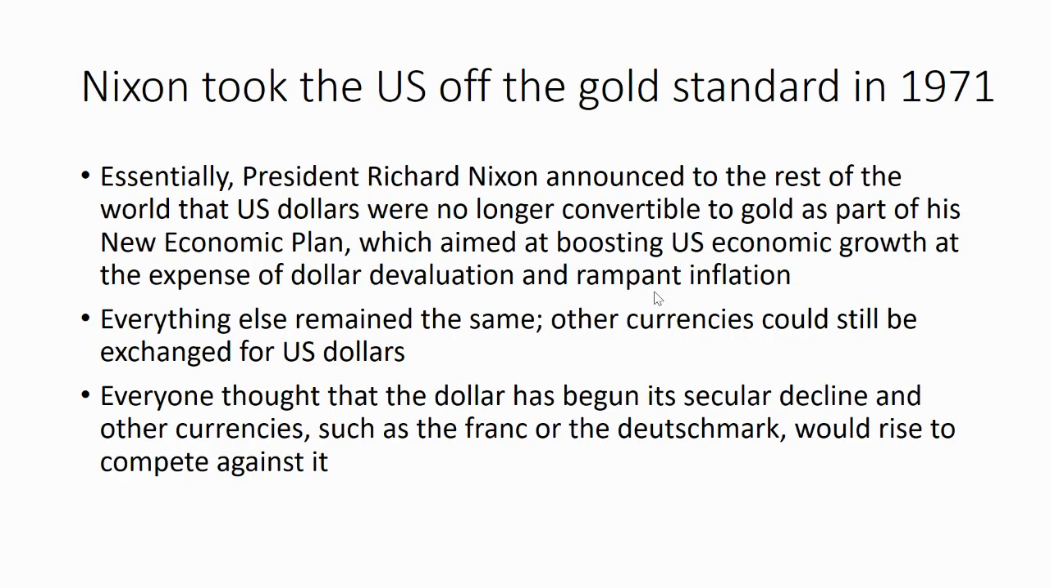And this problem was so severe that President Richard Nixon had to announce to the rest of the world that US dollars were no longer convertible to gold as part of his new economic plan in 1971. So he said, and this plan was actually a very selfish plan, a US centered plan. He said it was to boost US economic growth, and this was at the expense of dollar devaluation, right?